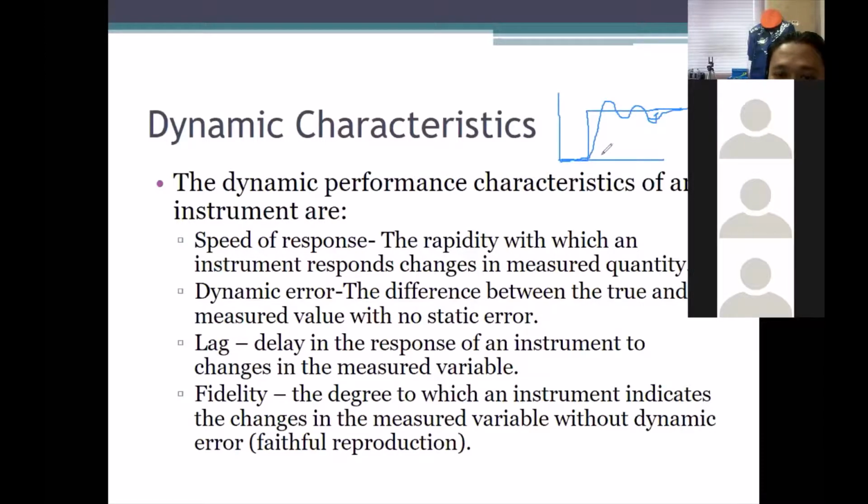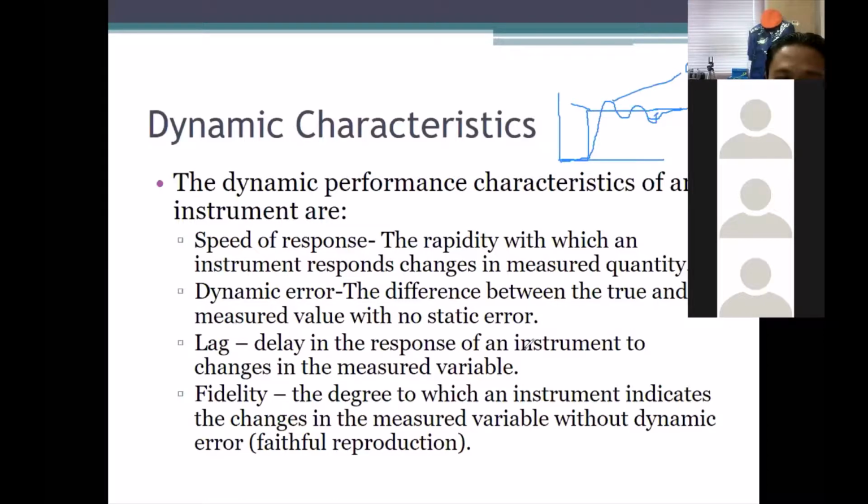Maybe like this. This one we call the speed of response. This is our output, and this is our input. We give, for example, a step change. So how does our output follow the exact value, that means follow the step change? This one we call the speed of response: how the output responds to the input.